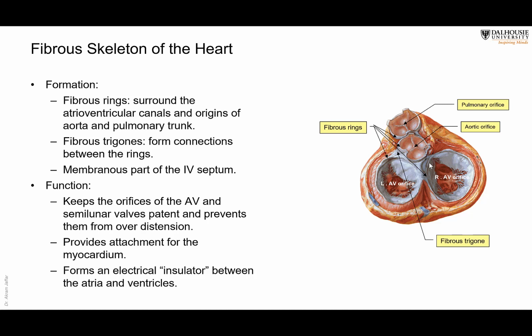So electrical activity in the atria is insulated from electrical activity in the ventricles, unless it passes through the conducting system of the heart. Cardiac muscle fibers, as you will study in histology, are connected with each other by junctions. The cells are connected by gap junctions, and these allow the electrical signal, the electrolytes, to pass from one cardiac muscle cell to another. So they are conductive, but the fibrous tissue is non-conductive. It's an insulator.